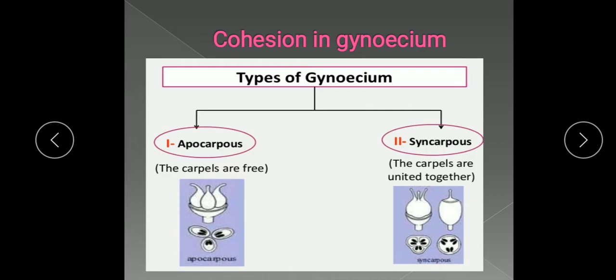Two conditions are there: when the carpels are free and when the carpels are fused. The first condition we study is apocarpous. Apocarpous is the condition where a pistil has two or more carpels that are free. For example, ranunculus and lotus. You see here, this is apocarpous condition. All these three carpels are not fused, they are free. So this is apocarpous condition.